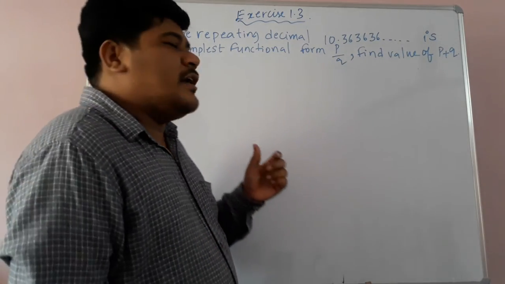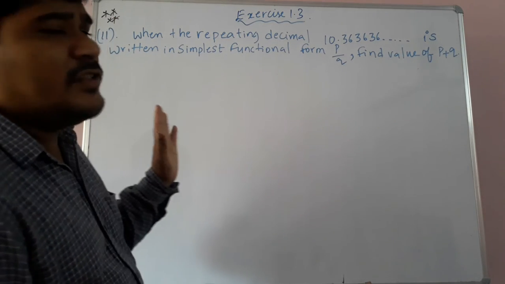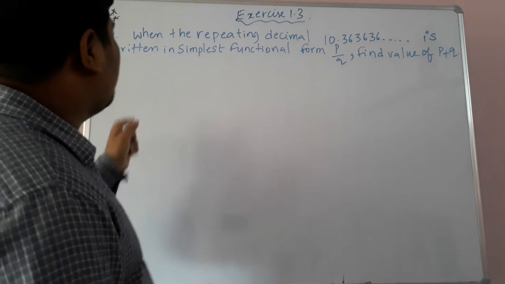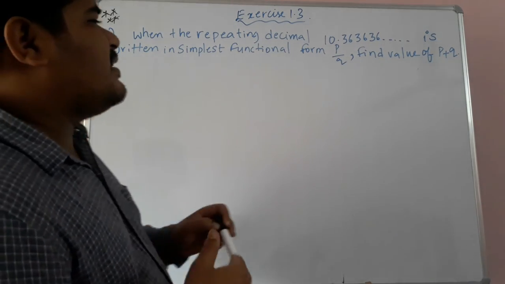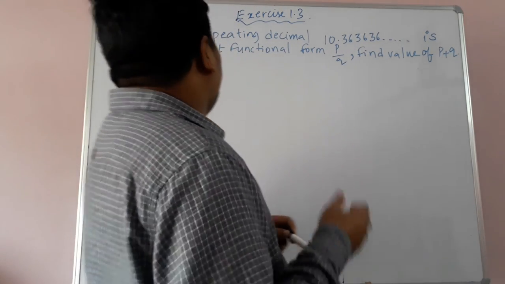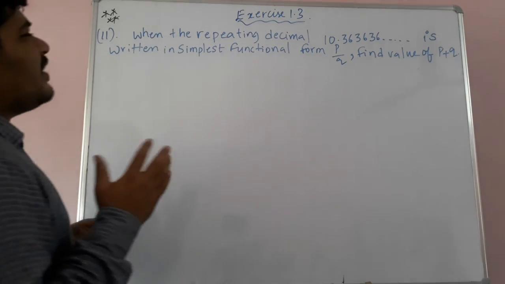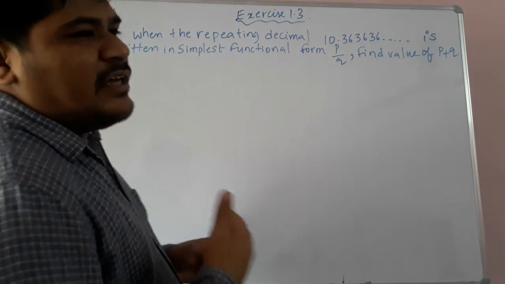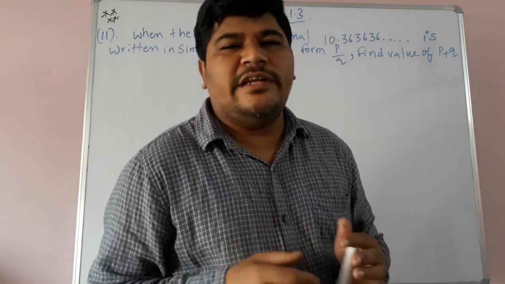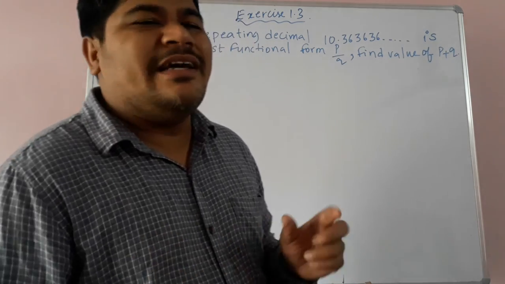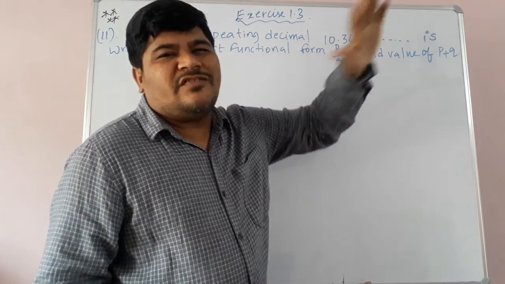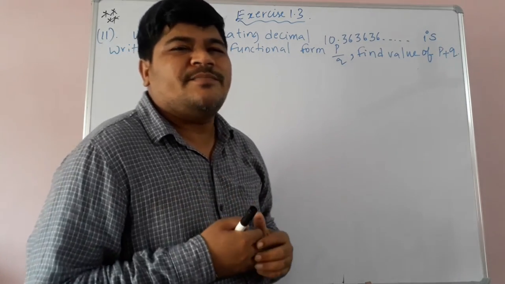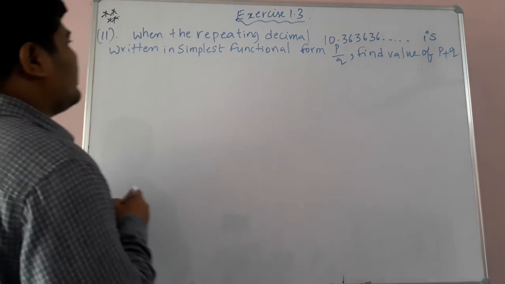Friends, now let's see the last problem in this exercise. Also this is the last problem in the chapter. So problem number 11. When the repeating decimal 10.363636 is written in simplest fractional form p by q, find the value of p plus q, children. So this is the non-terminating recurring form. We have to convert this into p by q form. Then afterwards we need to add both numerator and denominator. Okay. So children, see here.